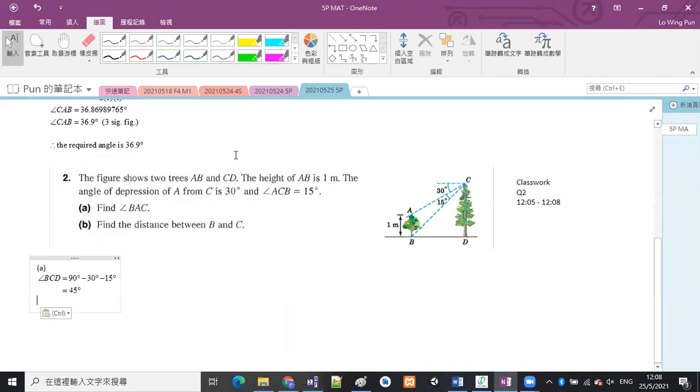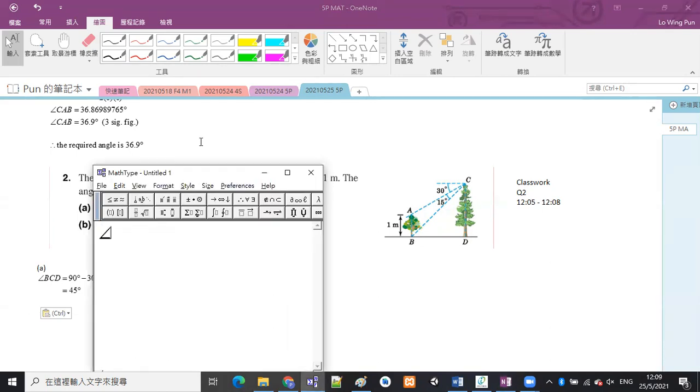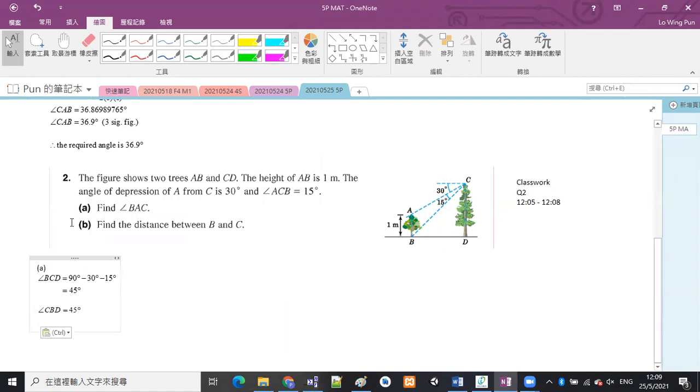And then what's next? Angle CBD is equal to 45. How to get this? Alternate angle CBD. Yeah, okay. CBD is 45 degrees. This is alternate angles, right? Because of the two horizontal lines. What's next?